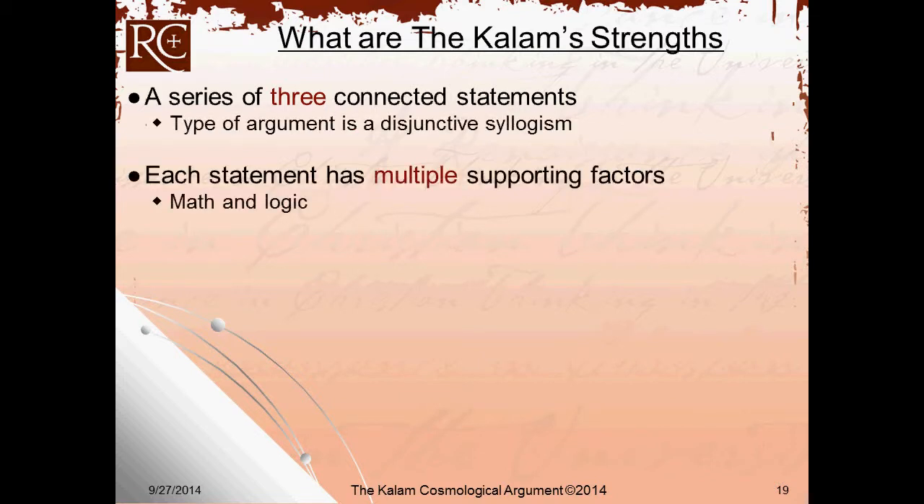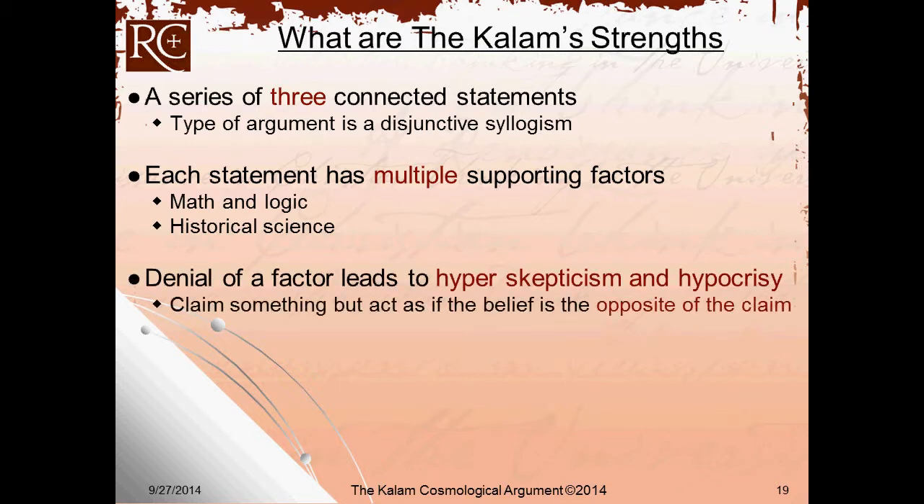Now, the Kalam is a very strong argument because it has only 3 steps. So it's a series of 3 connected statements. And each statement has multiple supporting factors. You have math and logic, which support some of the aspects, but you also have what I'll call historical science. And this is where we have to be very specific, because what we're talking about is an event in the past. So that's why we call it historical science. It's looking at stuff in the past, which is different than going into the lab and doing science today.